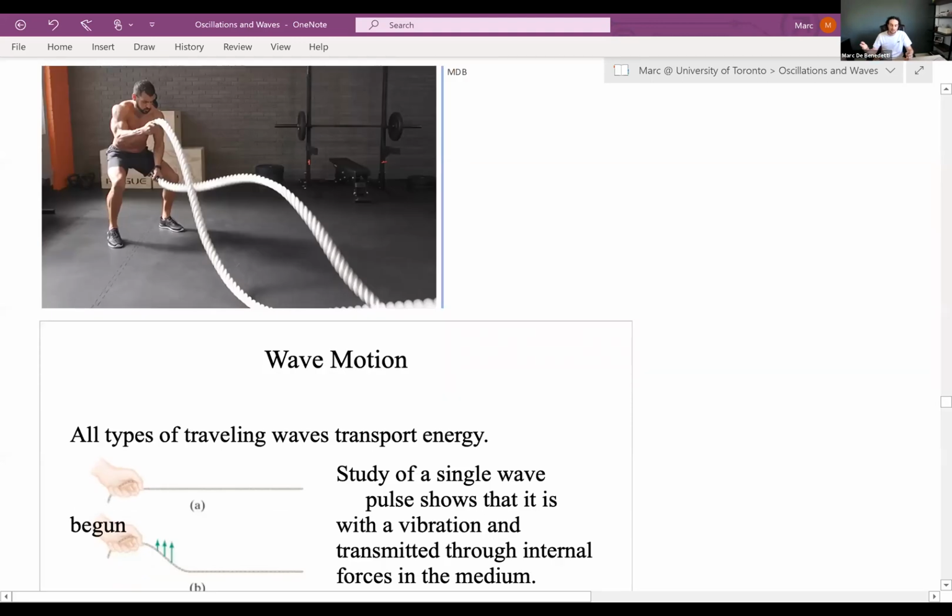So that's kind of what we're thinking about here. If you were talking about a wave pulse, let's say in water or a string, this is what a wave pulse is. It's when you send a wave kind of down a string.